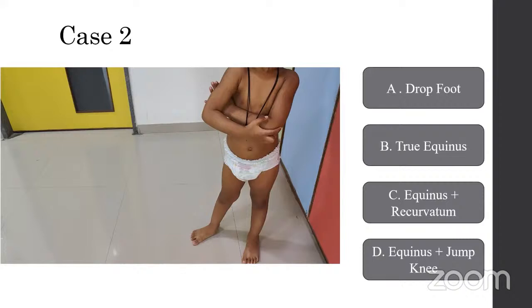But in diplegics, usually the soleus is spared. In diplegics, we see mostly those muscles which cross two joints involved. And hence, in diplegics, equinus is because of the gastrocnemius and the soleus is spared. So that's the reason why we see recurvatum in hemiplegics and knee flexion in diplegics, where the gastrocnemius puts the knee in flexion. Right, sir. That's a very valid point. Thank you, sir. We'll move to the next case.